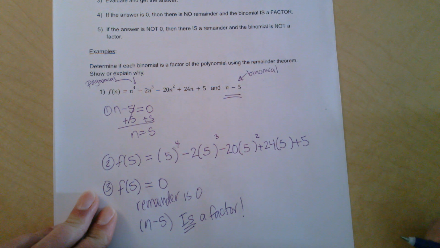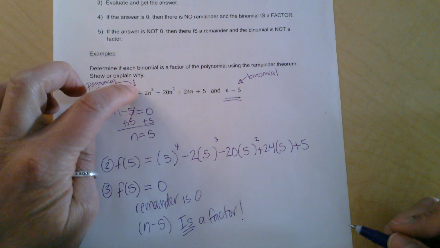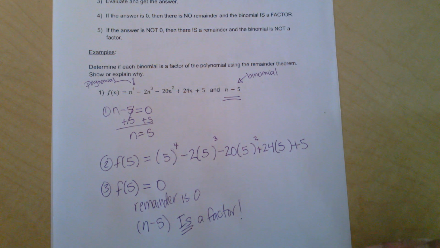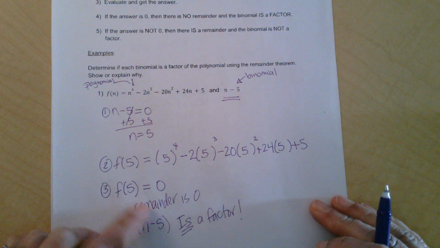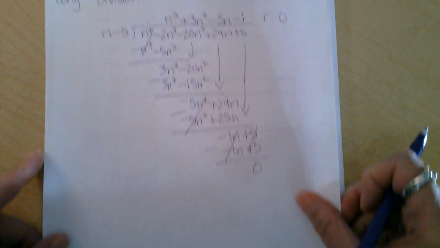So when we use long division, we're going to get another polynomial that is a factor of our original. And I'm actually going to show you that because it is magic. So we're saying that our remainder is 0. Here is our long division.